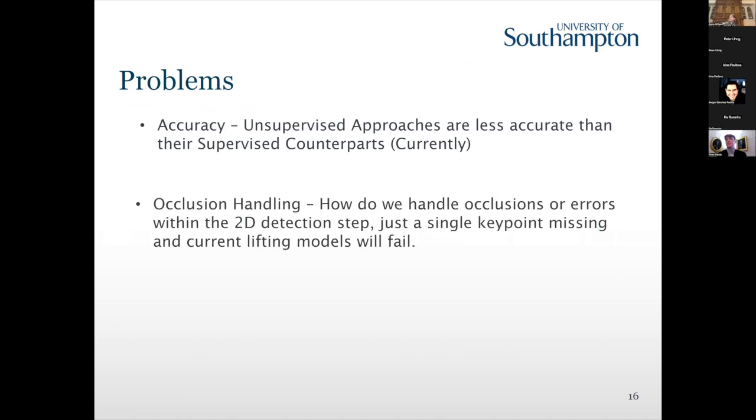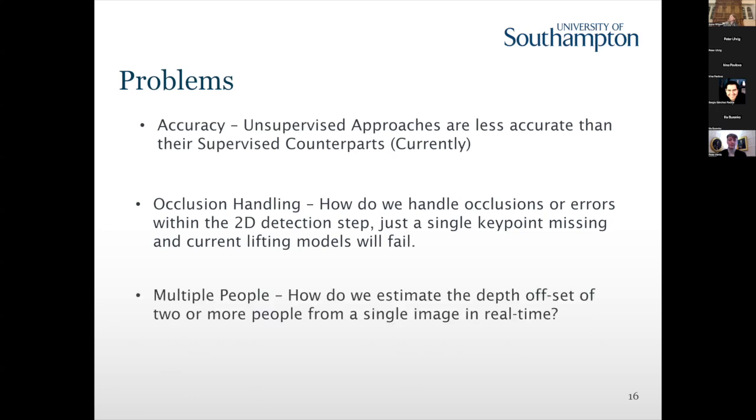So all 2D to 3D lifting models lift the entire 2D pose in one go, which assumes that the 2D detector is accurate. And in reality, this is rarely the case. So just a single missing key point will mean that these occlusion models, these lifting models just do not work. And then lastly is like multiple people.